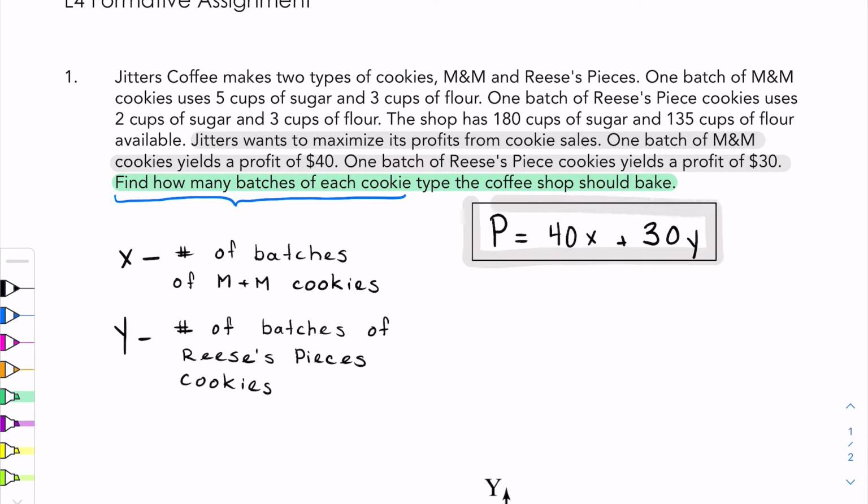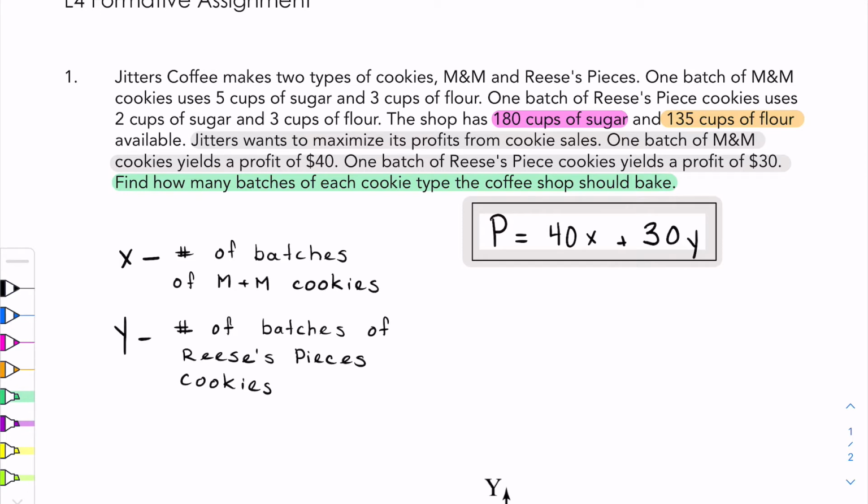Besides my objective function, I have some other constraints that I need to write, and the constraints consist of the other totals that we have. As I look at the overall problem, I know that I have a few other totals involved. I can see that I'm dealing with sugar, and we have a total of 180 cups of sugar. And I'm also dealing with flour, of which we have 135 cups of flour.